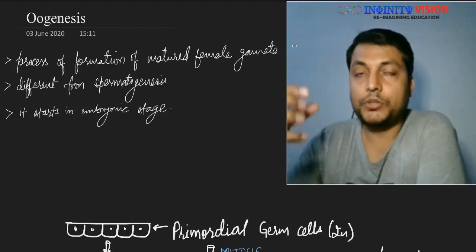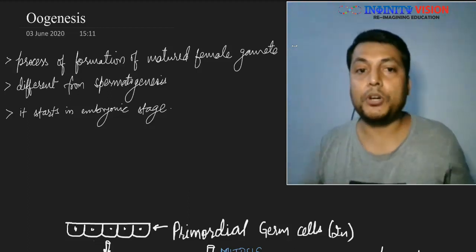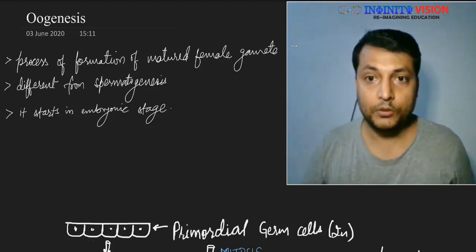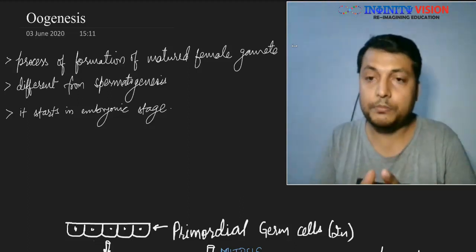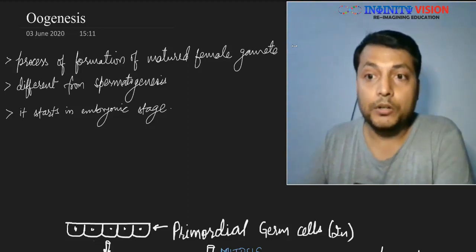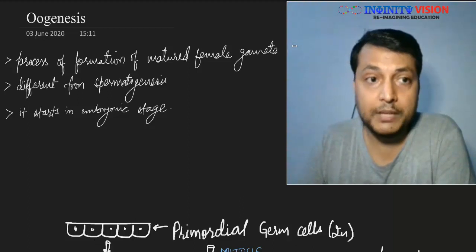If you have to define oogenesis, we define it as the process of formation of matured female gamete. The process of formation of matured female gamete by an adult human female is called oogenesis.